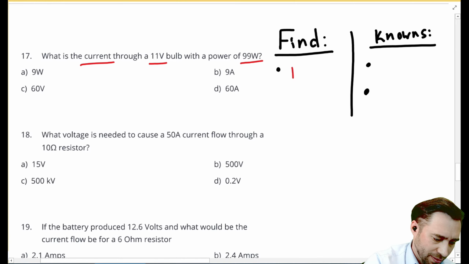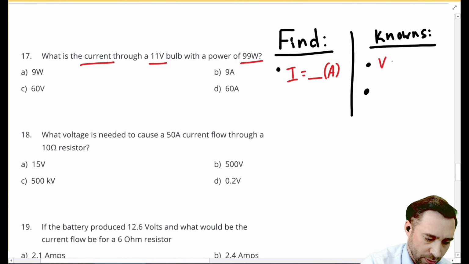All right, so what is the current? That's going to be in amps. And we have volts of 11.